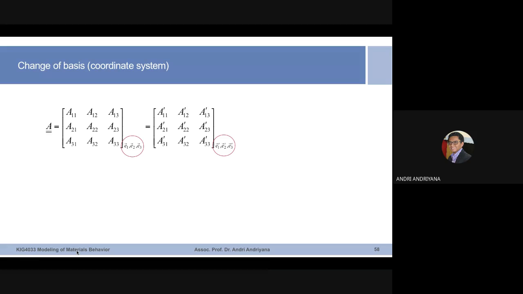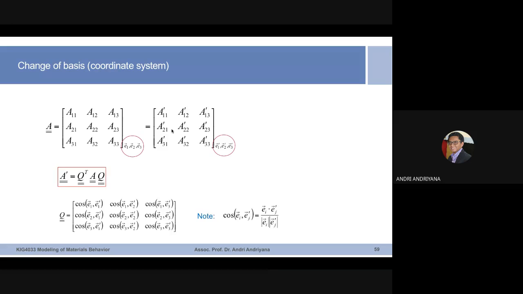The components of a tensor, the values, depend on the choice of axes. For instance, if I have a tensor A, the values of the nine components are given with respect to the coordinate system E1, E2, E3. But if I express the same tensor using another basis, for instance E1 prime, E2 prime, E3 prime, then I will have a new set of components. A11 prime will be different from A11. A12 prime will be different from A12. It represents exactly the same tensor, but the components are different simply because you express it with respect to two different coordinate systems, exactly like in vectors.